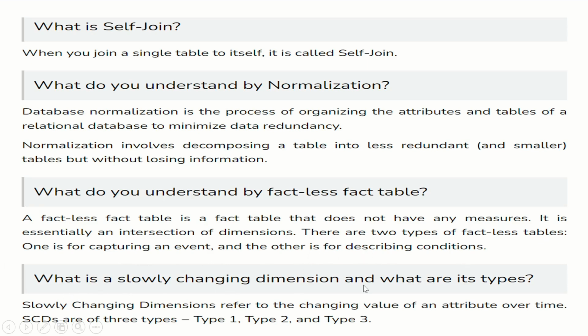What is a slowly changing dimension and what are its types? Slowly changing dimensions refer to the changing value of an attribute over time. SCDs are of three types: type 1, type 2 and type 3.